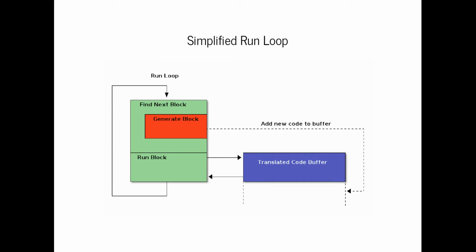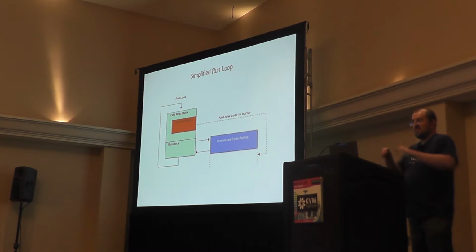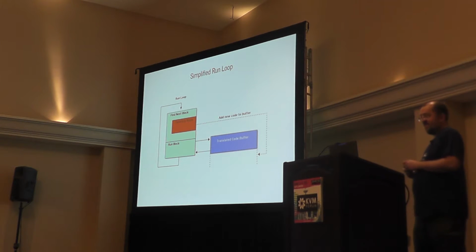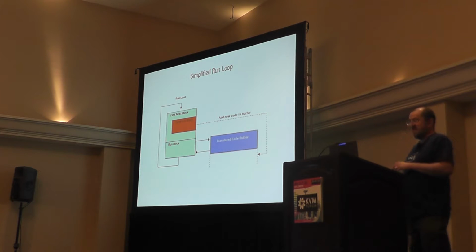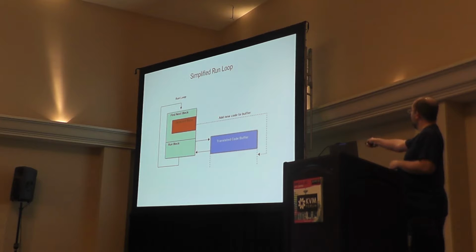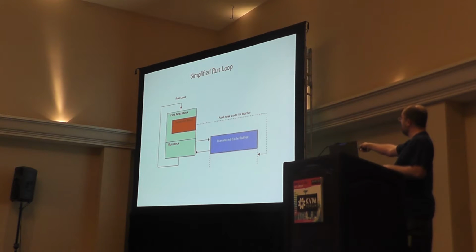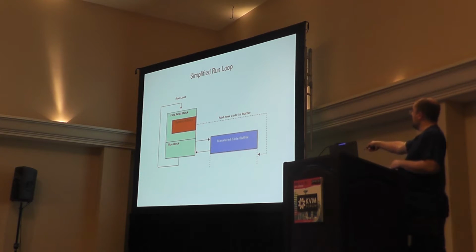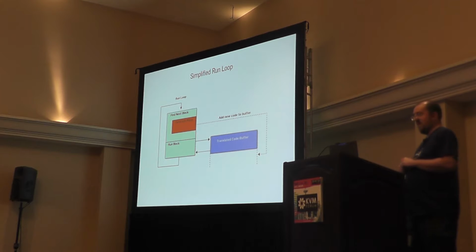This shows a simplified version of the run loop. The full version is a lot more scary. As you can see, we're running in a loop around here. We find a block. If we can't find it, we need to generate it. Once we've generated it, we run it, and we jump into the translated code. At some point, we will come back.